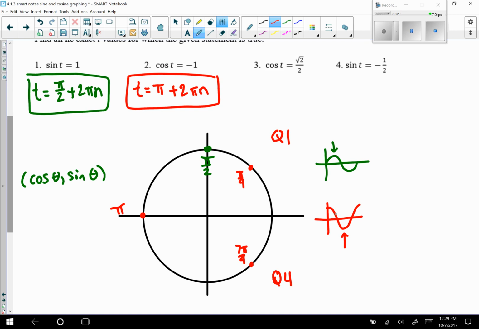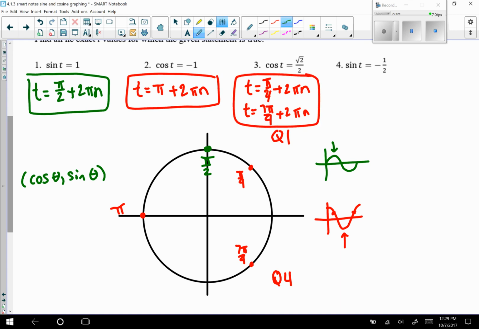And if you look at your graph, the same thing. So if we're looking at root 2 over 2, that would hit somewhere here and here in our graph, so two solutions. So now our t value is equal to pi over 4 plus all the coterminal answers, 2 pi n, and t is equal to 7 pi over 4 plus 2 pi n. So now we have two solutions.